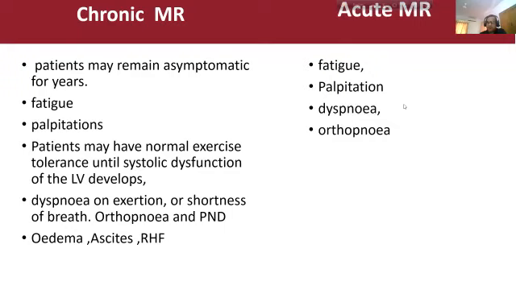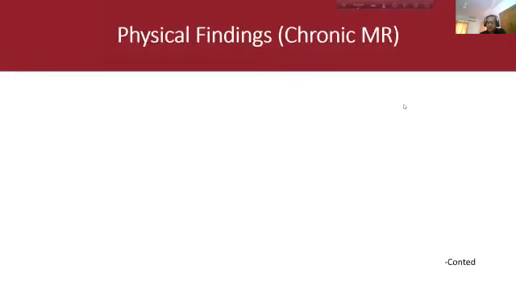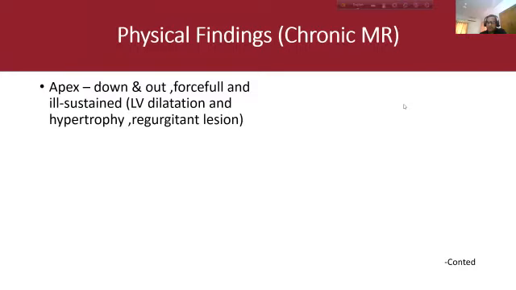And if you look at the physical findings for mitral regurgitation, especially in chronic cases, the apex is usually displaced downward and outward, and is forceful and ill-sustained due to LV dilatation, hypertrophy and the regurgitant lesion. There may be a systolic thrill in the apical area and also in the parasternal area due to right ventricular dilatation and hypertrophy, and a palpable pulmonary artery and a palpable P2 also.